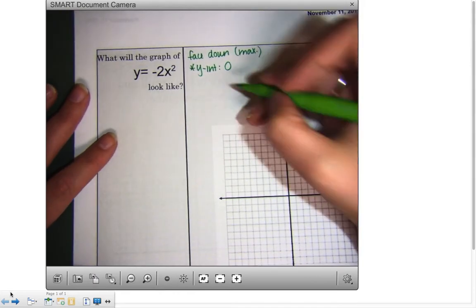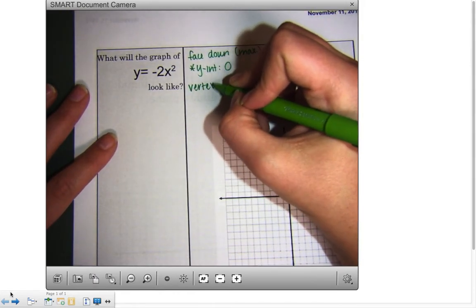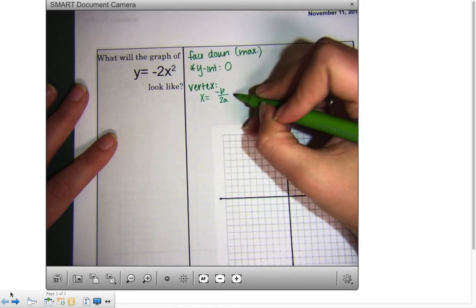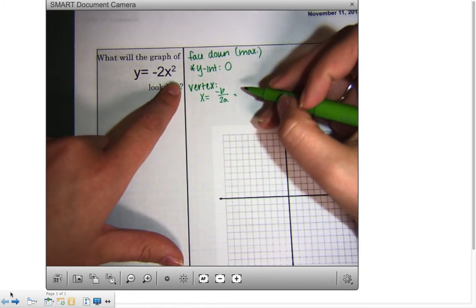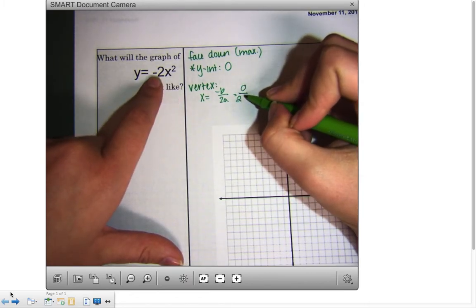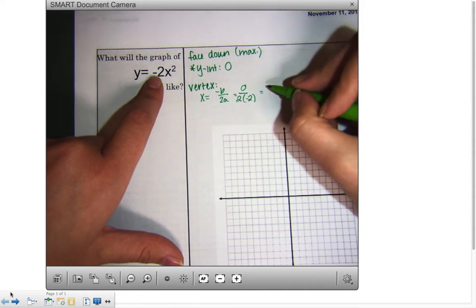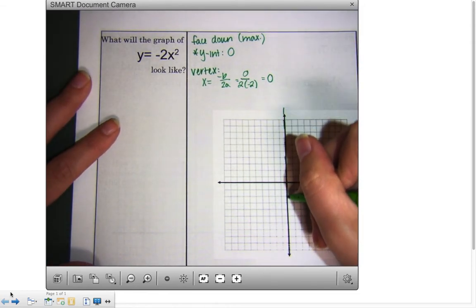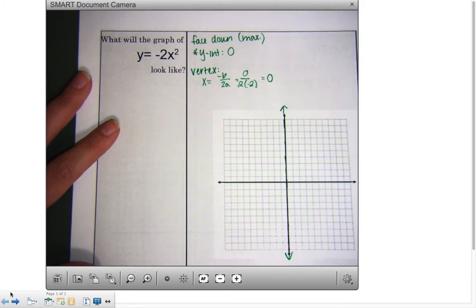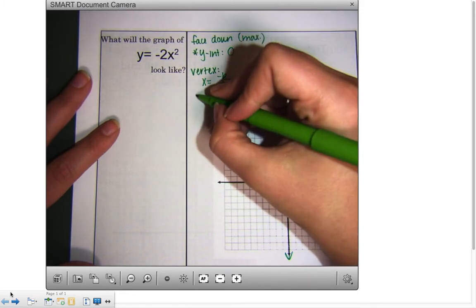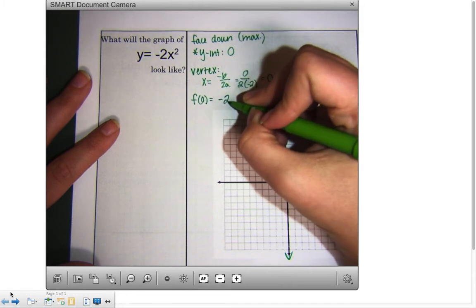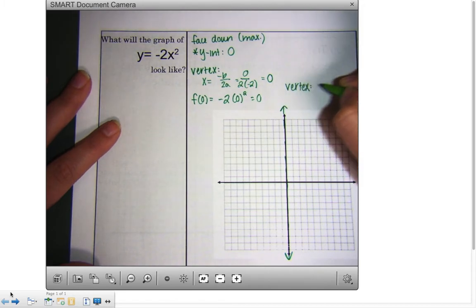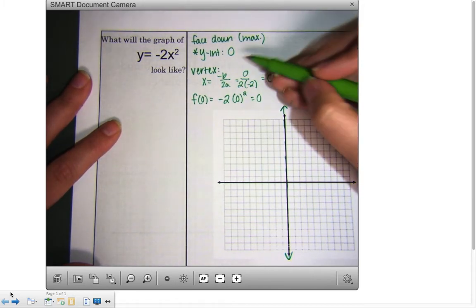So let's still follow the same steps and find the vertex. To find the vertex, I have to find the axis of symmetry. X equals the opposite of b over 2 times a. There is no b value. So b is 0, divided by 2 times a, which is negative 2. 0 divided by anything is 0. So the axis of symmetry is x equals 0. To find the y value of the vertex, plug 0 back in. Negative 2 times 0 squared, that's just 0. So my vertex is at (0, 0), which makes sense because the y-intercept is 0.